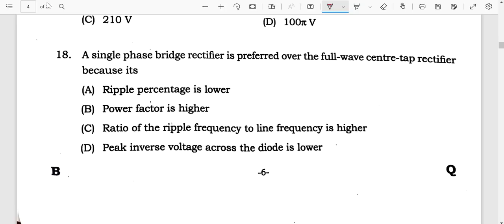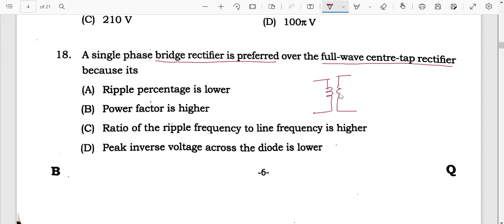Next question here. A single phase bridge rectifier is preferred over the full wave center tapped rectifier. Center tapped rectifier means we have the secondary winding of the transformer like this. We have some tappings here, we have a load here, we have an SCR here like this and an SCR like this. So this is a center tapped transformer. We have an R load assumption here.